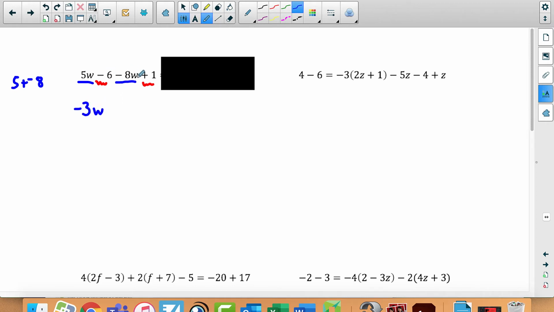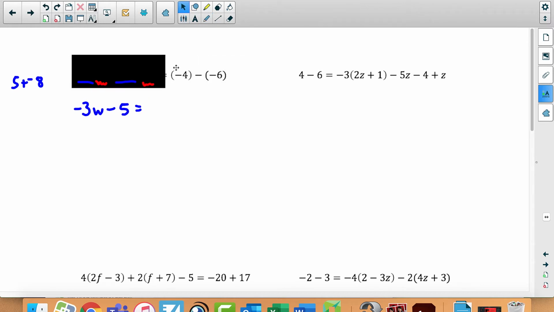Then you have negative 6 plus 1. You have more negatives, so it's going to be minus. How much more is 6 than 1? 5. So there's that side simplified. Now let's look at the other side. Is there anything you can simplify here? Absolutely. You have negative 4, take away negative 6. We can add the opposite. What do you have more, positives or negatives? Positives, because there's 6 of them. And how much more is 6 than 4? 2. So there you go.